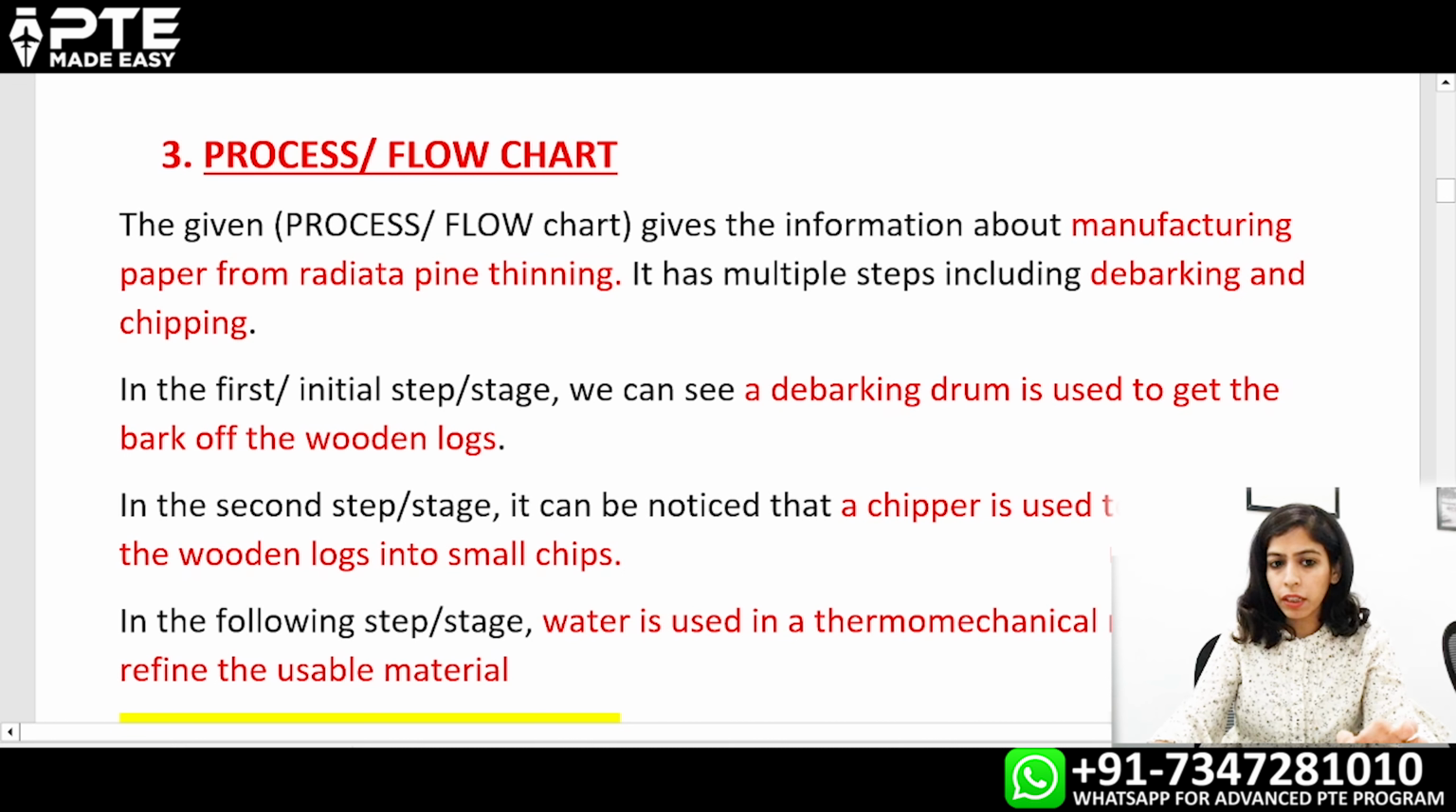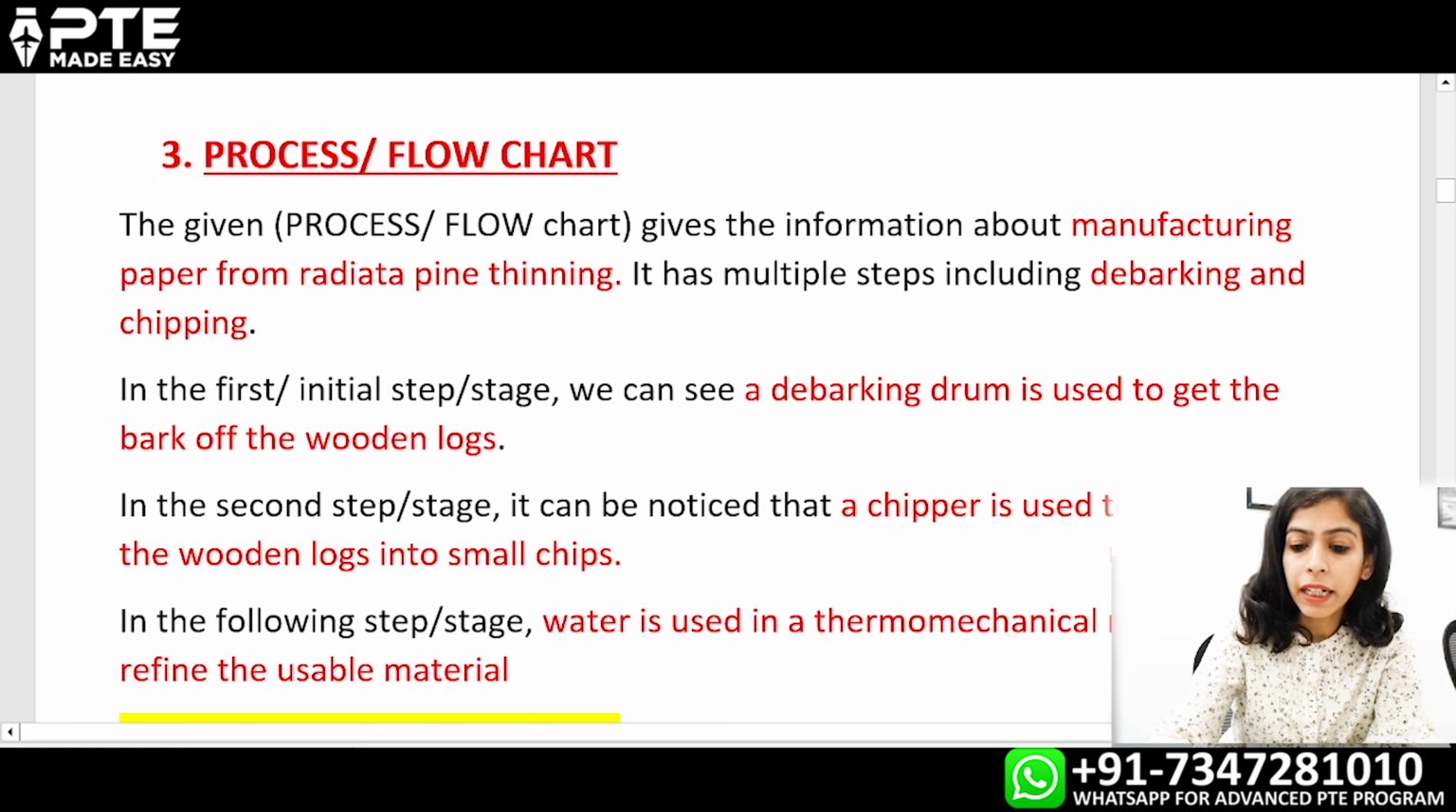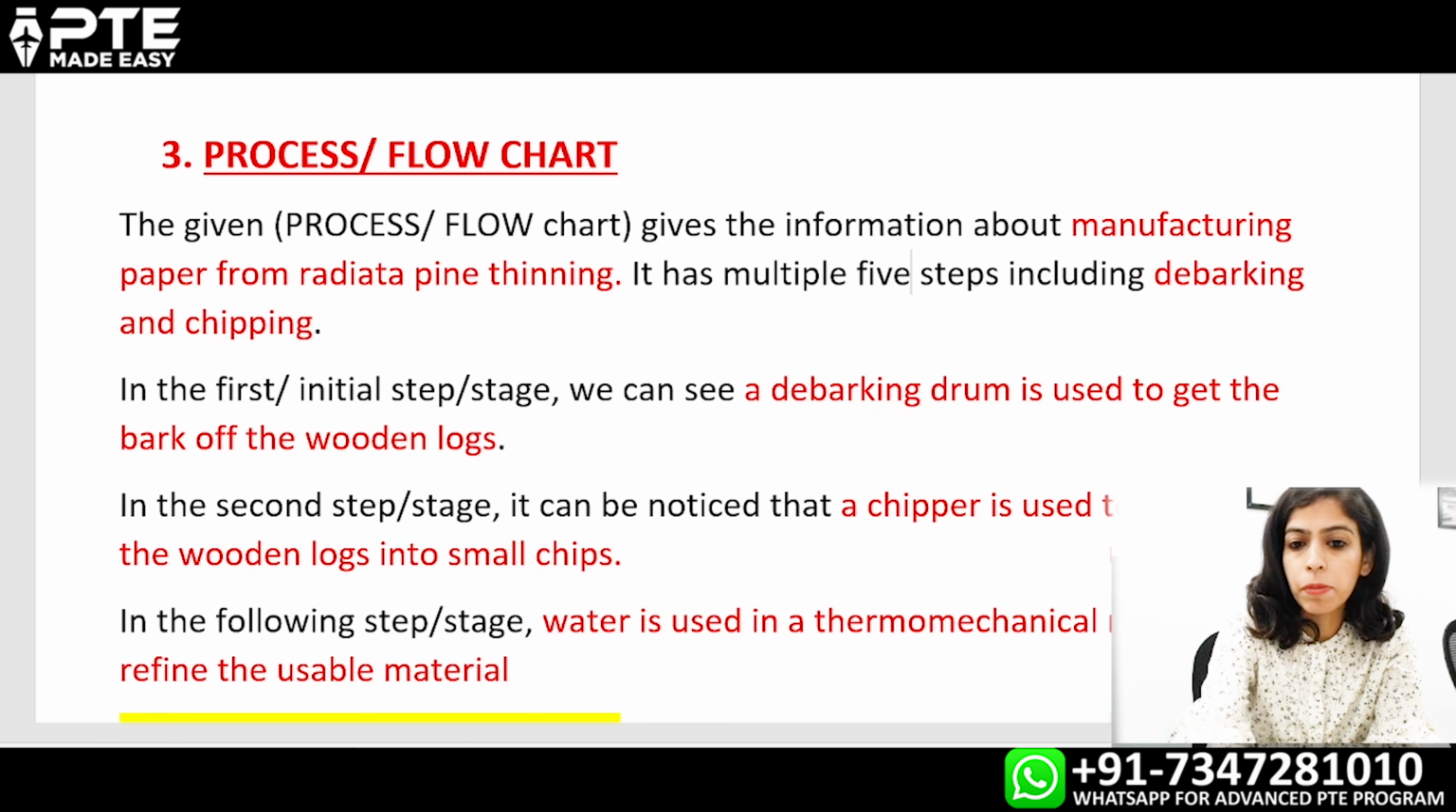Now, how can we start it? The given process chart. Clearly, it is a process chart. So we'll write the given process chart. We'll simply remove flowchart from here. Gives the information about manufacturing paper from radiata pine thinning. It has multiple steps, not multiple. What will we write? We'll simply write it has 5 steps.